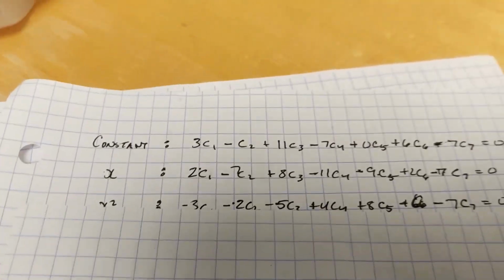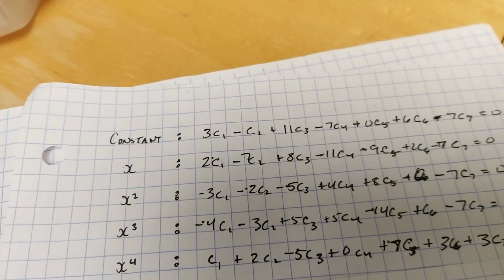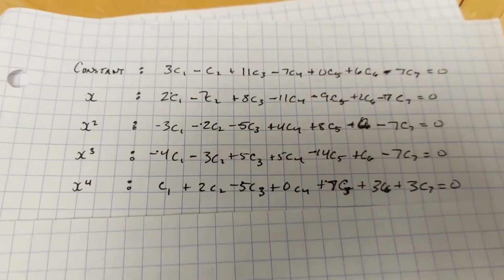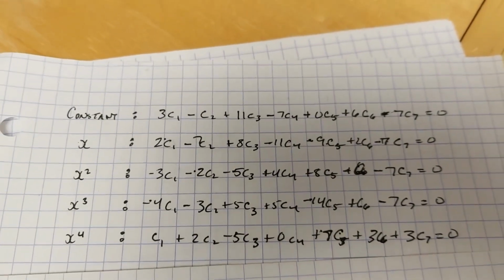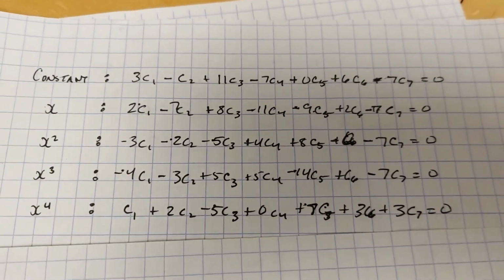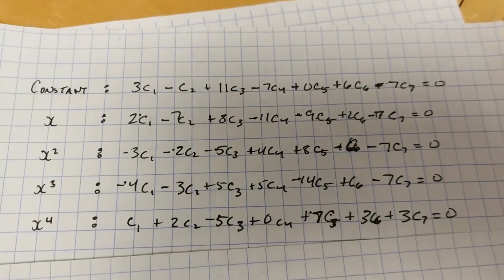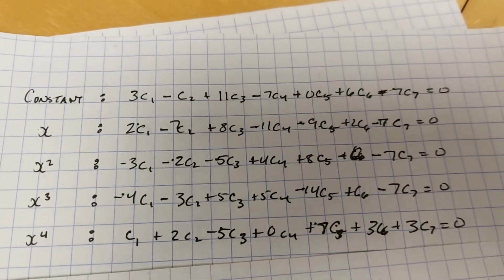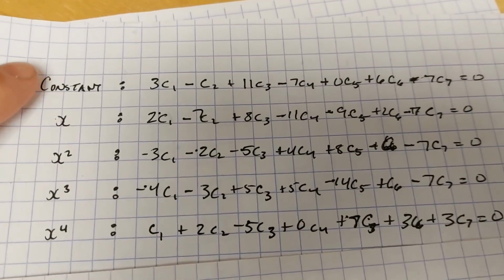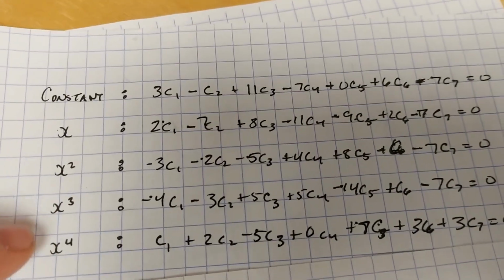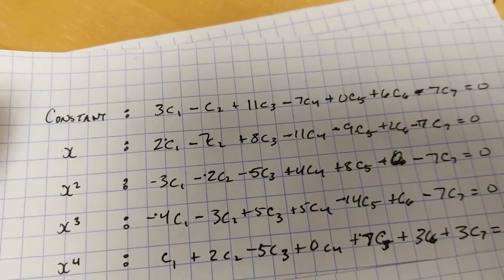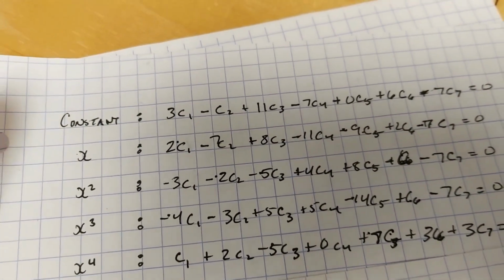To find that out, we're looking at a linear combination of these, and I find it easier to write it out in a matrix form, recognizing that each of the constants, the linear terms, the square terms, the cubic terms, and the quartic terms are going to be multiplied by the corresponding constant.